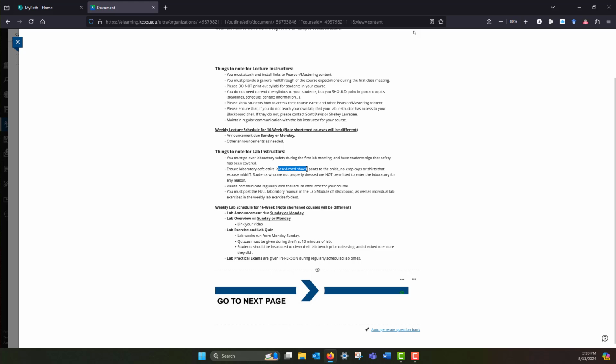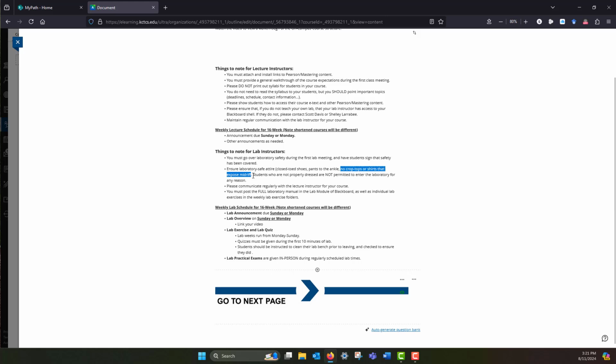They cannot wear sandals even if they have socks on underneath. They have to wear closed-toed shoes. They have to wear pants that reach the ankle. They cannot wear capri pants or shorts. No skirts. They cannot wear crop tops or any shirts that expose their midriff. So no skin can be showing other than face and arms.